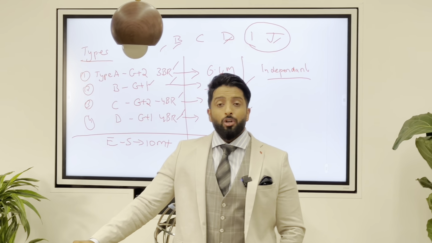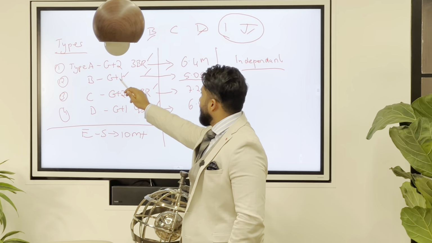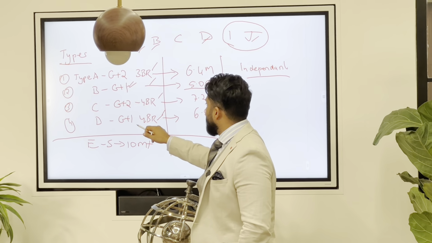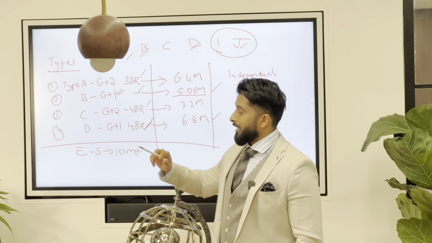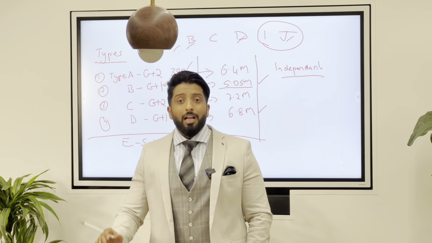If I can get a G+1 3 bed, like a type B or a type D in a cluster I or a cluster J, it's a good investment. So that's how you analyze.